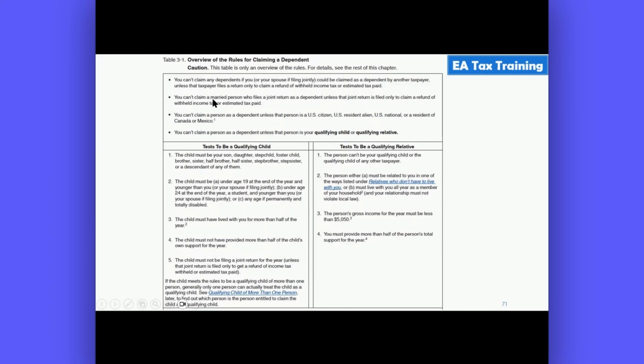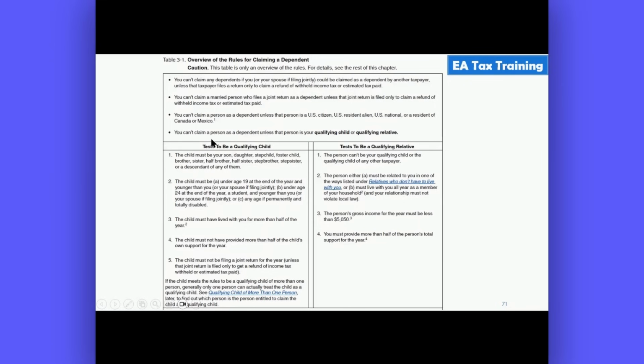So, again, the main rule you want to remember is that if someone is married filing jointly, then you cannot claim them as a dependent. Next, you cannot claim a person as a dependent unless that person is a United States citizen, a resident alien, a U.S. national, or a resident of Canada or Mexico. So they have to fall into one of those categories in order for you to claim them as a dependent.